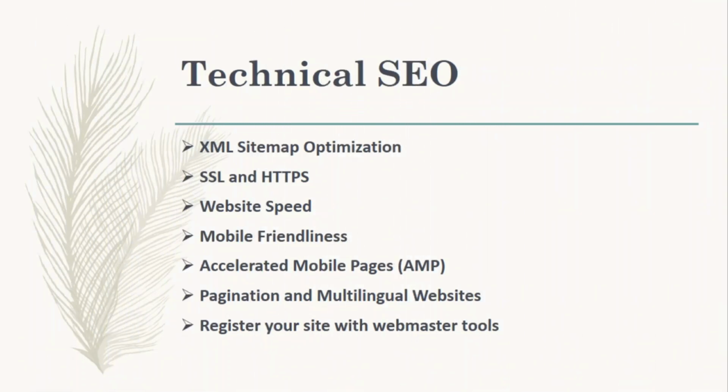Pagination and multilingual websites. Pagination we have already covered. Okay, so what are the pages? Okay, the main category, then the subcategory, then the products. Three layers should be there.